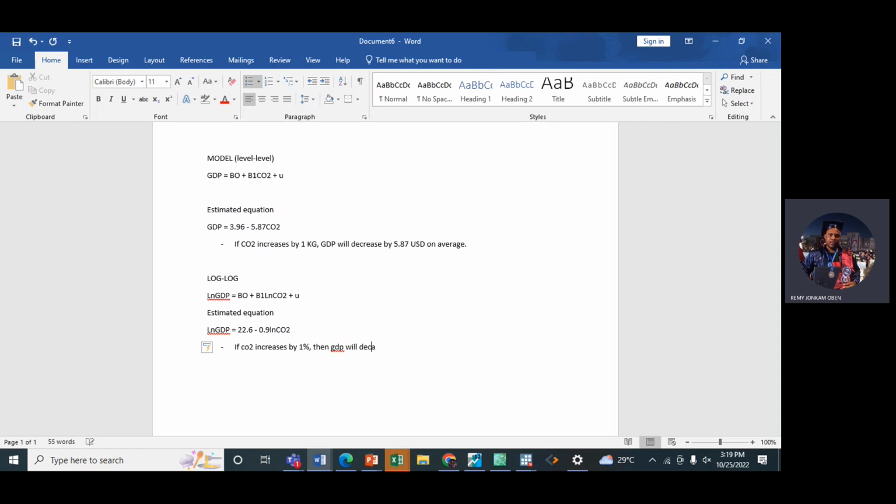will decrease. Decrease because here is negative. You have to be careful. If it was positive, we would have said increase. GDP would decrease by 0.9% on average. Never forget to write on average. Right? So to interpret it, you use percentages for log.